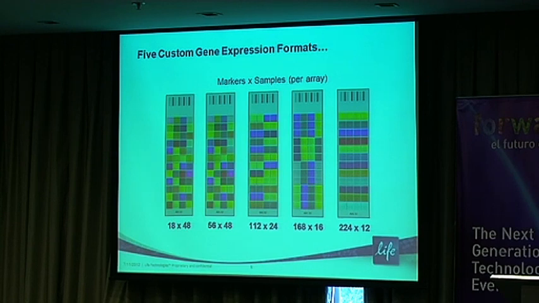Now, this is just an example of what we have currently. There have been many requests from researchers. They say, well, okay, this is great, but I have more than 224 markers, or I don't really have this many. I want to do lower than this. So we do have a custom process. We can work with researchers if you don't fit within the inventoried formats that we have.